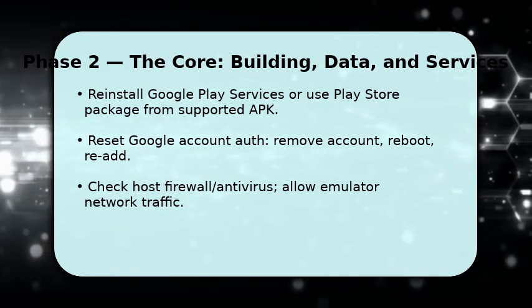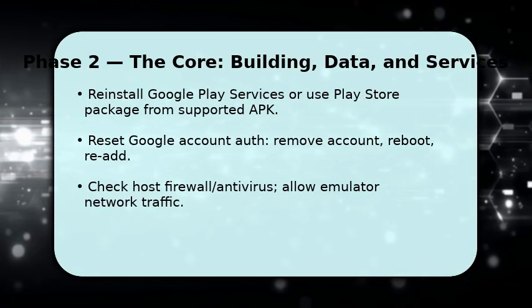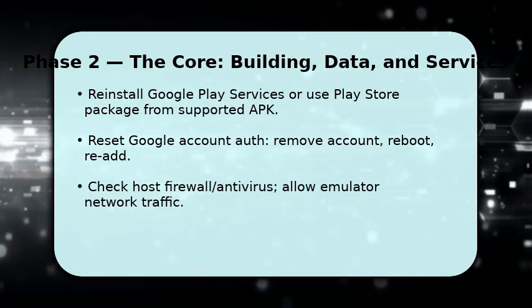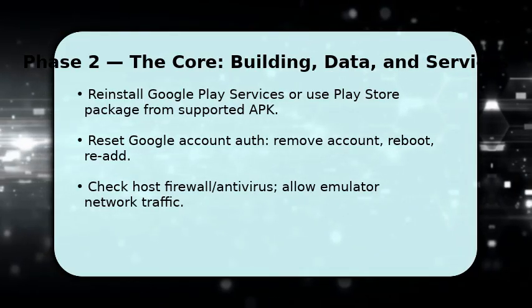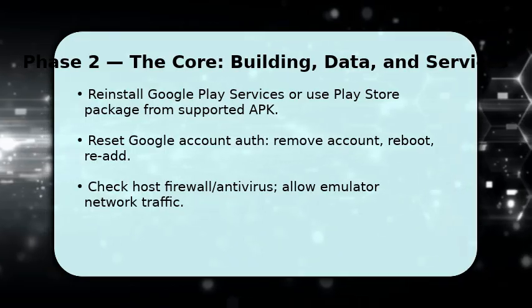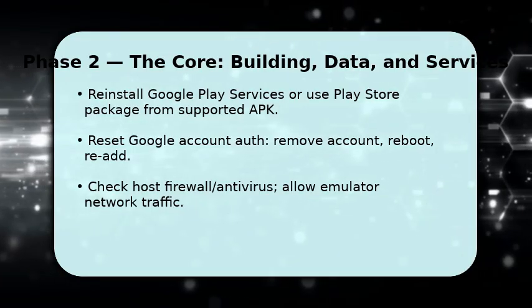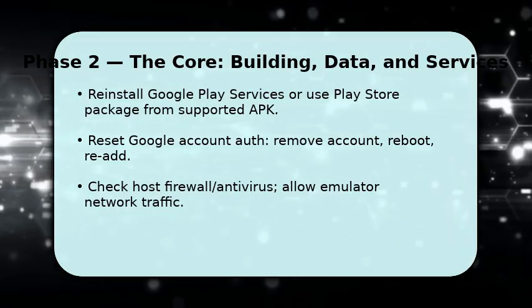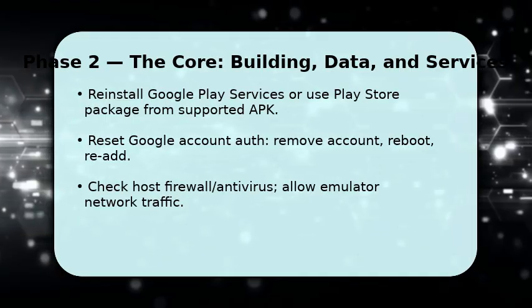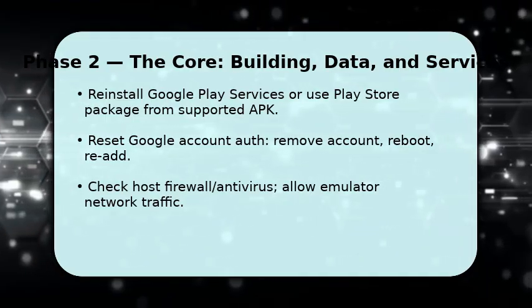Reinstall or update Google Play Services by sideloading a matching APK if the built-in updater stalls, because mismatched binaries prevent authentication. Then remove your Google account from the virtual device, reboot Gameloop, and add the account again to refresh OAuth tokens. Also verify your PC's firewall or antivirus isn't blocking emulator ports.